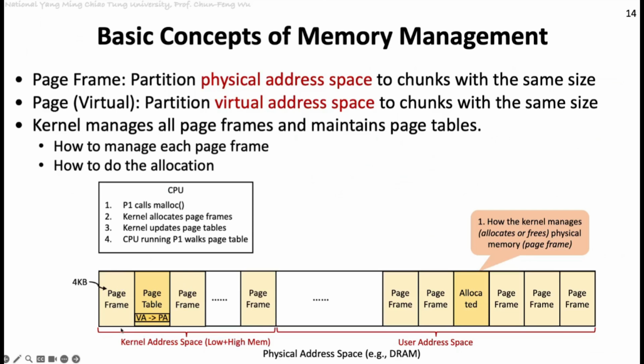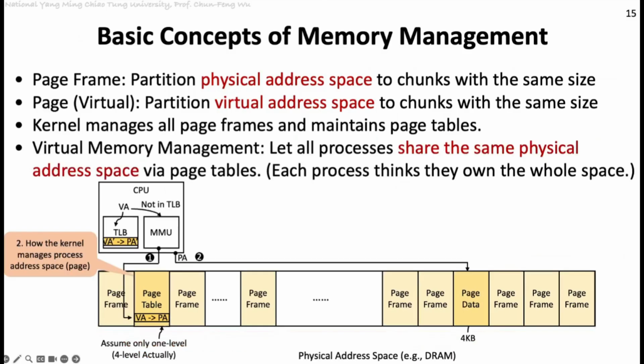So this should be continuous. Also, the virtual address space mapped to this physical address space should also be continuous. So for a page, both the virtual address space and physical address space should be continuous. There should be a continuous 4 kilobyte area. This is very important for the design of paging.